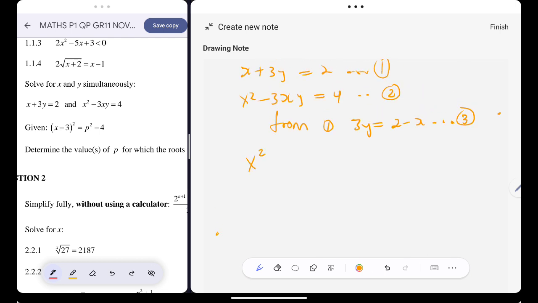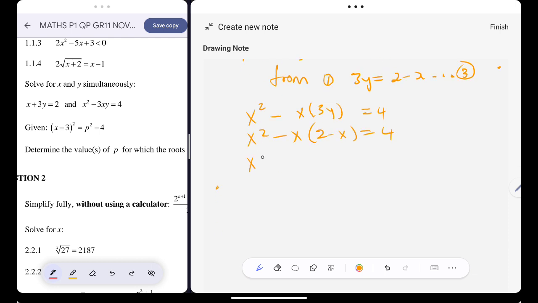So whenever I see y, I was going to put 2 minus x. That means I was going to have x squared minus 3x, and whenever I see 3y, this thing is the same as x multiplied by 3y, because multiplication is commutative. It simply means it doesn't have order. Right, together. So whenever I see 3y, I was going to say 2 minus x is equal to 4.